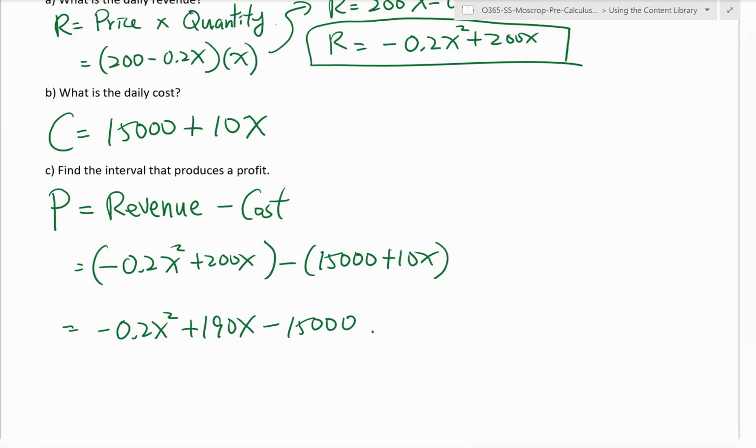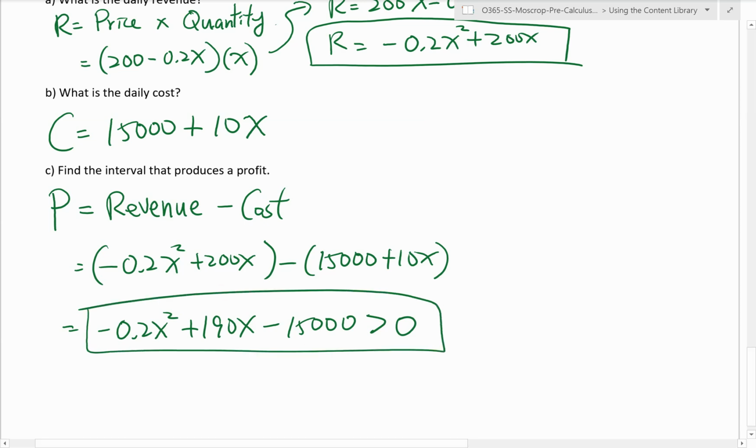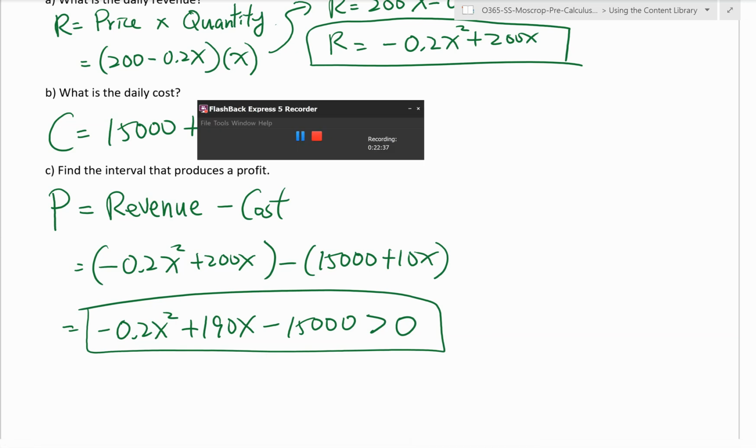Okay, so now we need to find the interval that produced the profit. Again, profit means that P is bigger than 0, right? So we want this to be bigger than 0. Well, if it's equal to 0, it's not a profit. It just breaks even, right? So it has to be bigger than 0. Okay, so now this is what we're solving for, okay? So go ahead, I'll let you try it. You probably need to use the quadratic formula, so give it a try.